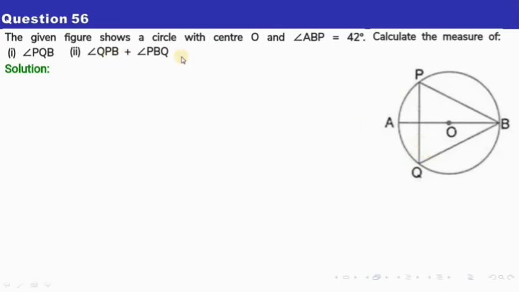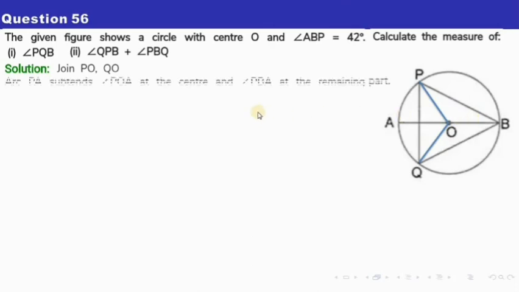Alright, and we need to calculate the sum of these two angles. Okay, so let me join PO and OQ. Alright, so that's what is written out here. Okay, now if you see here, this arc AP subtends angle AOP with the center, and in the remaining part, means this part from here to here, this AP makes angle ABP, right? So that's why we can say that this AOP will be double this angle, right? So that's what is mentioned here. Okay, so POA is double of PBA.